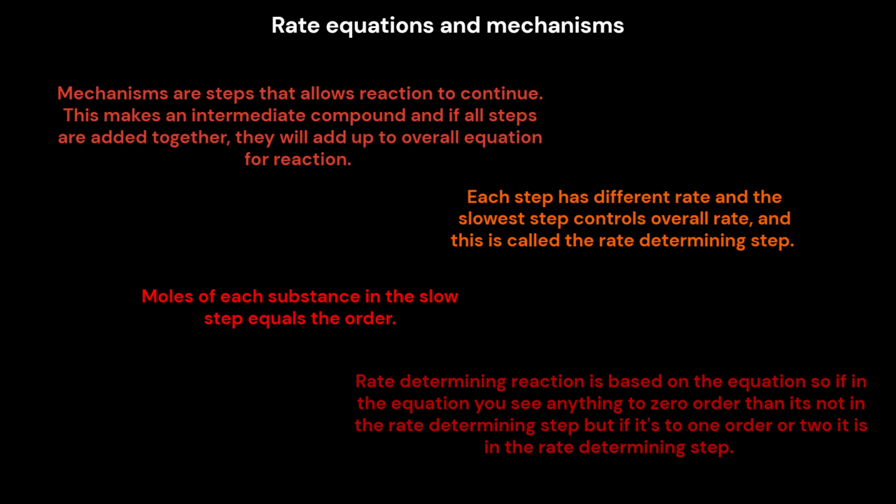The rate determining step is based on the rate equation, so if in the equation you see anything to zero order, then it's not in the rate determining step. But if it's to order 1 or 2, it is in the rate determining step.